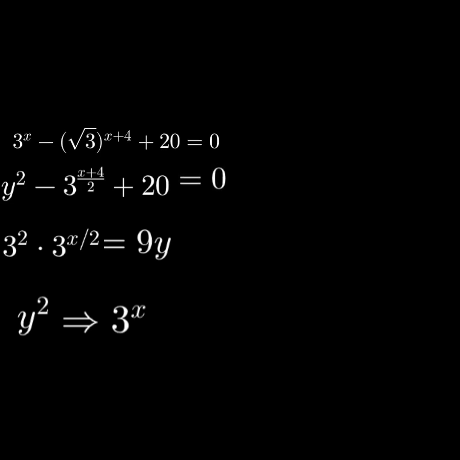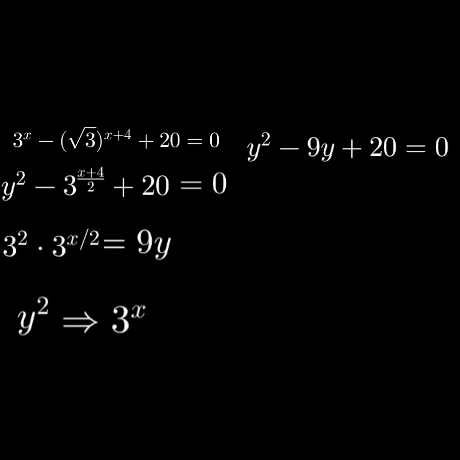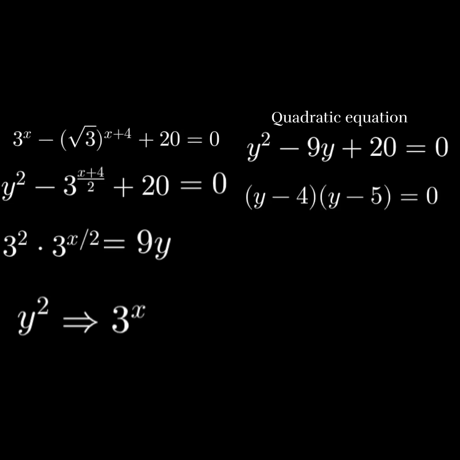Now let's substitute 3 to the power of x as y squared, and 3 to the power of 2 multiplied by 3 to the power of x over 2 as 9y respectively. Hence we get the expression y squared minus 9y plus 20 equals 0. We can now solve this quadratic to obtain the values of y. The factors of this expression are (y minus 4)(y minus 5) equals 0. Therefore, y is equal to 4 or y is equal to 5.